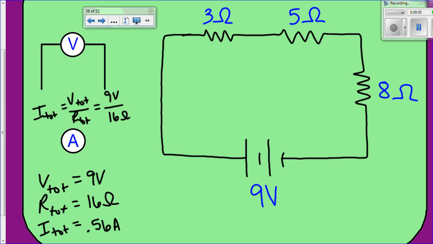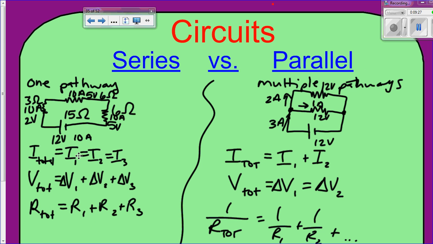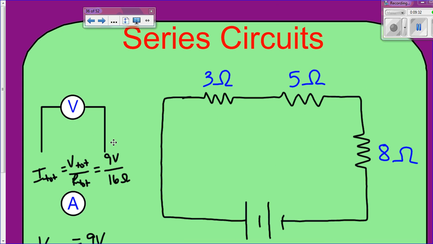Okay, now that we know our totals, what we can do is go in and look specifically at each resistor. What I'm ultimately trying to figure out is what the voltage and the current are at each of these individual resistors here. All right. Remember, what is the same in a series circuit? Is it the voltage or is it the current? If I go back to my notes, notice it's the current. Whatever the total current is also the current at each individual resistor. And so, if my total current is 0.56 amps, it's also going to be 0.56 amps at every single resistor.